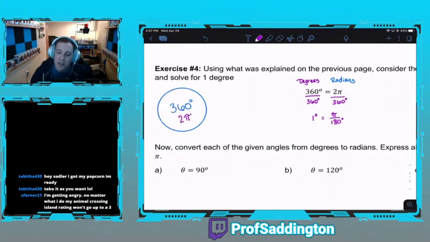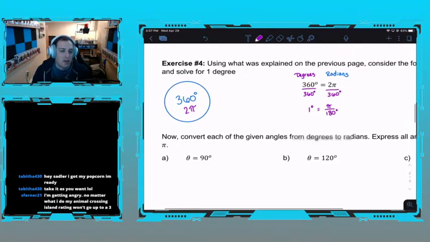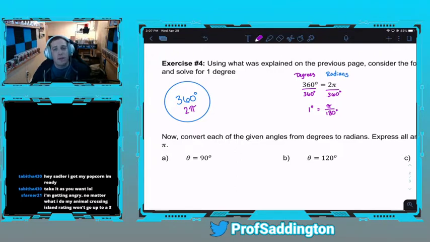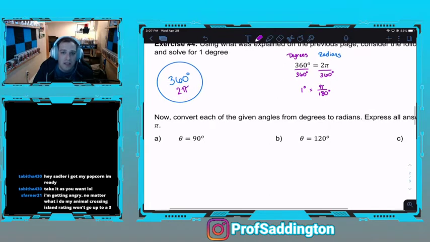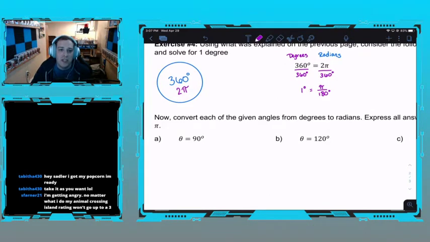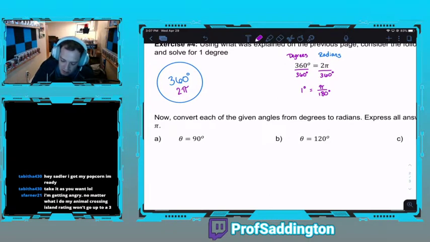So I know this isn't going to make a lot of sense on day one. So right now, I just want to make sure you understand the math. You don't have to understand where this pi over 180 came from. I just want to make sure you understand the math for the conversion. So in A, B, and C right here, it says convert each of the given angles from degrees to radians.